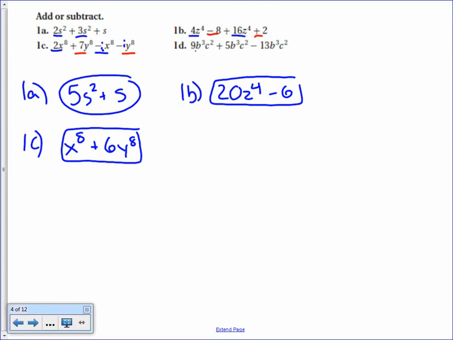And the next one here, I have a b to the third c to the second. I have another one and another one. So I can actually combine all three of those. 9 plus 5 will give me 14, and 14 minus 13 will give me 1. So a 1b to the third c squared, or you don't even need that 1, so b to the third c squared.